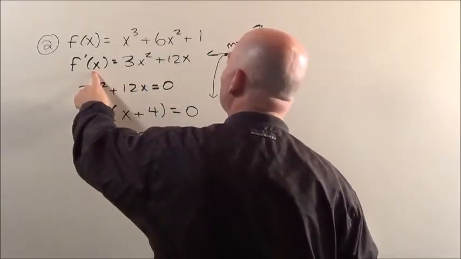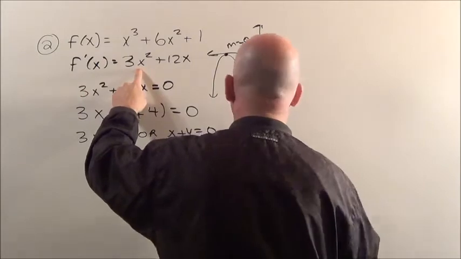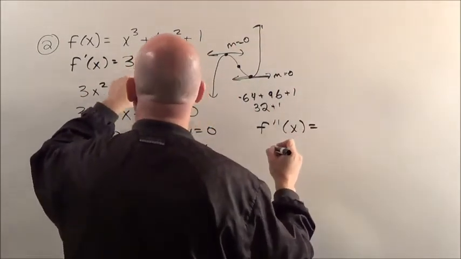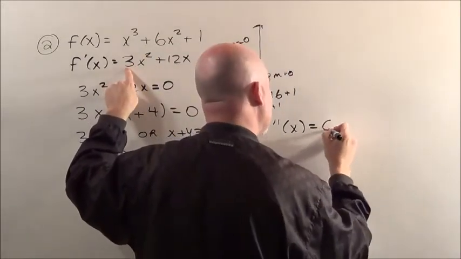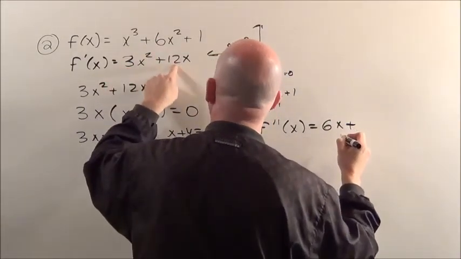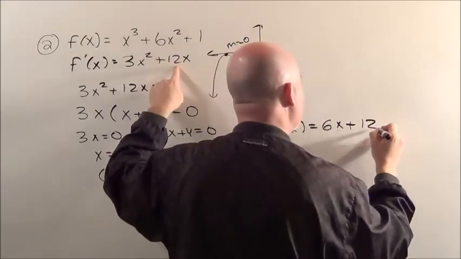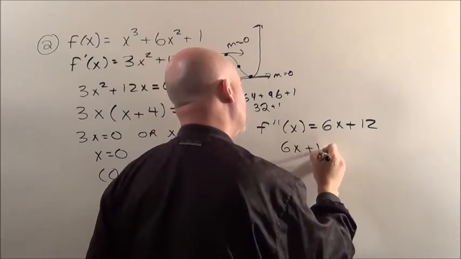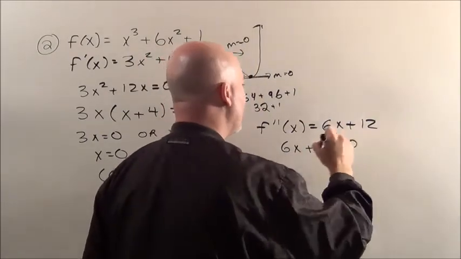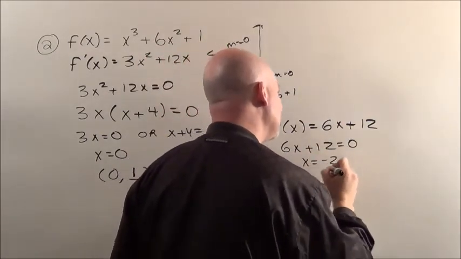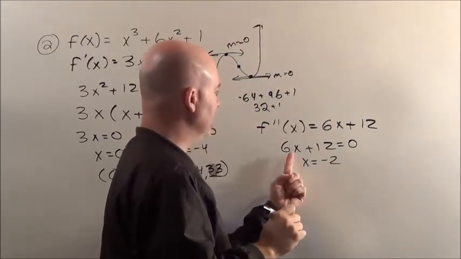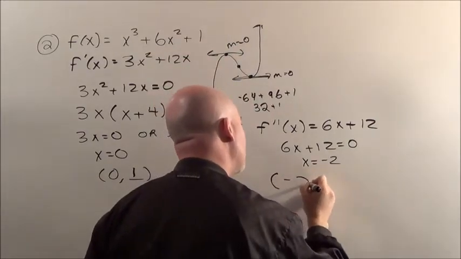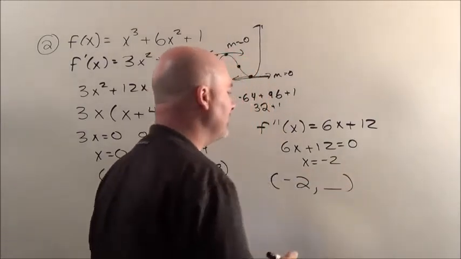So I'm going to take the derivative of this derivative. Here's how we write it: f double prime of x. Bring the 2 down, that's going to be 6x, plus, there's a 1 right here, 1 times 12 is 12, and that's what the second derivative is. Now we set it equal to 0. Move your 12 over, divide, and you're going to see very quickly x is negative 2, because 6 times negative 2 is negative 12, plus 12 is 0. I can see that. So I know there's a critical point at negative 2 comma something.